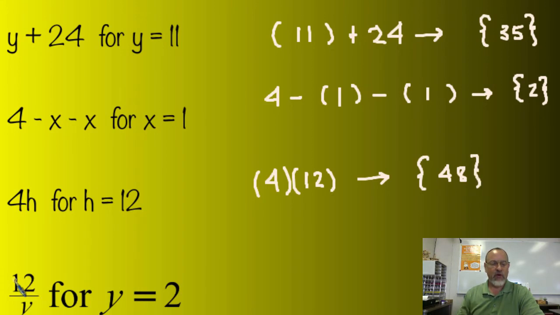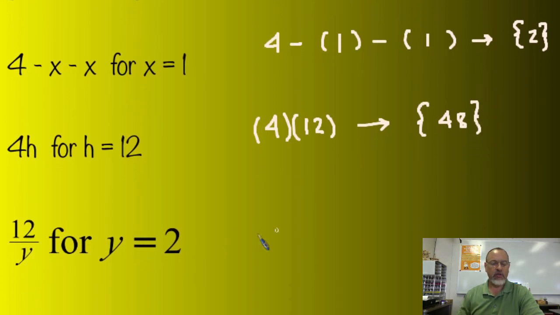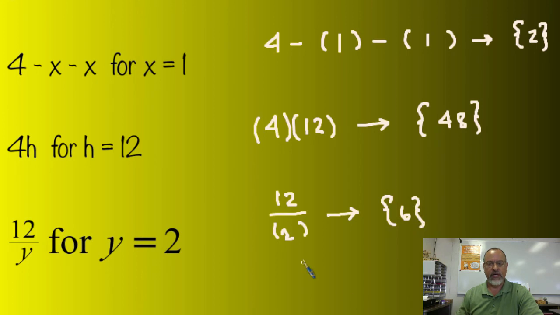And finally we have 12 divided by y, or 12 over y, so it's 12 divided by, and then we have our parentheses, and they want us to use a value of 2, so we're going to put in 2. So we then have 12 divided by 2, which is evaluated to 6.